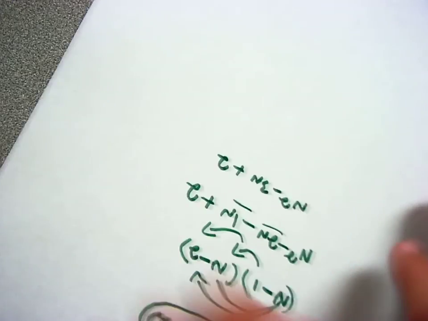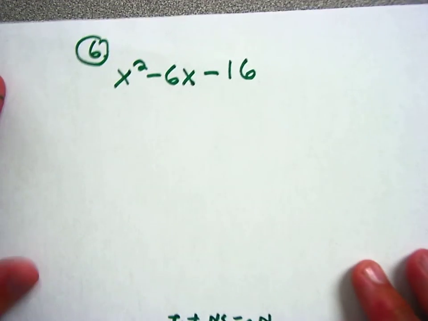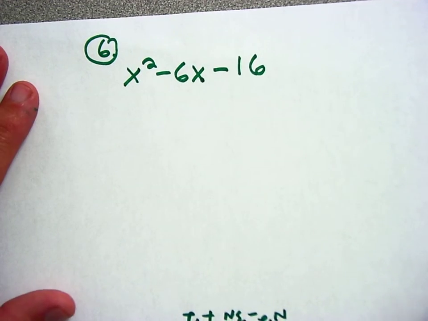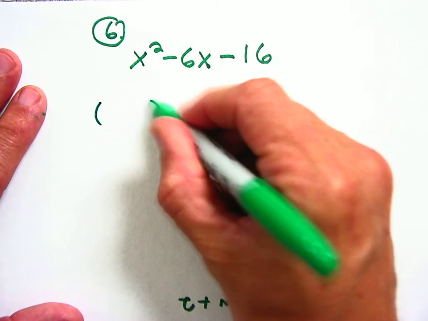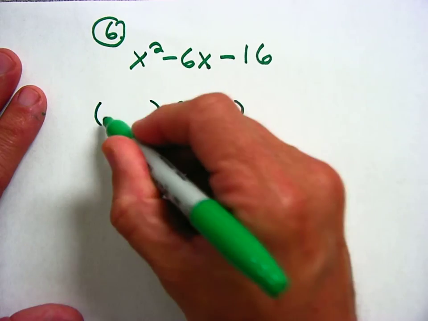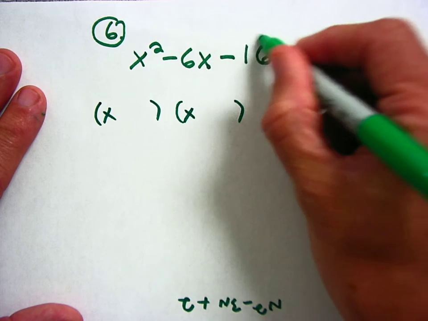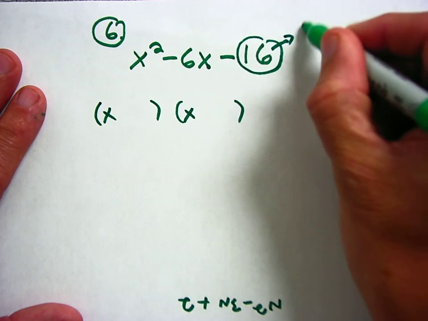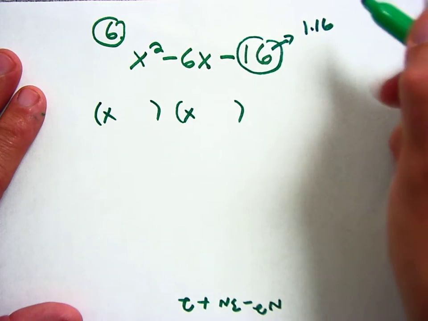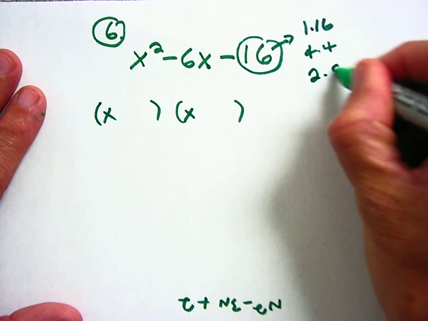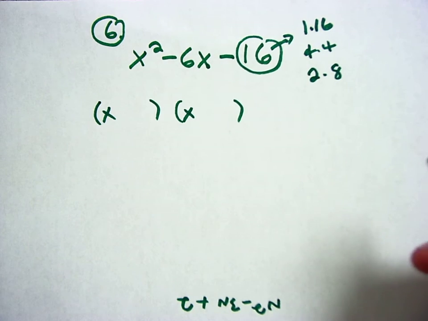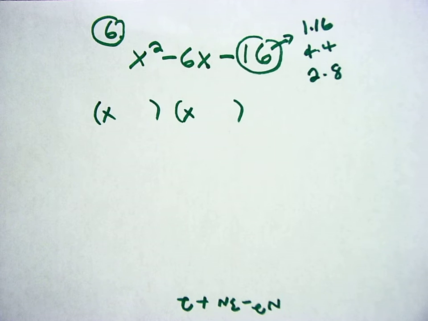All right, one more. Let's see how number 6 is. Factor, factor, factor. Again, no greatest common factor. You know, in the next video I'll find one with a GCF. X and X. All right, here we go. Factors of 16. 1 times 16. 4 times 4. 2 times 8.